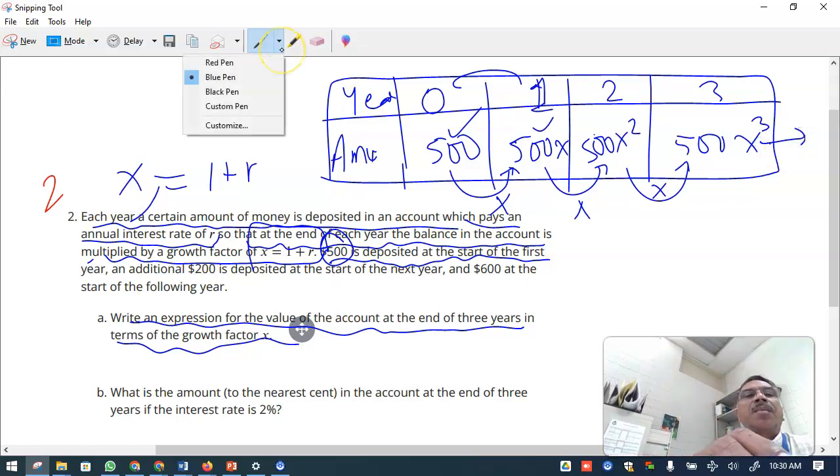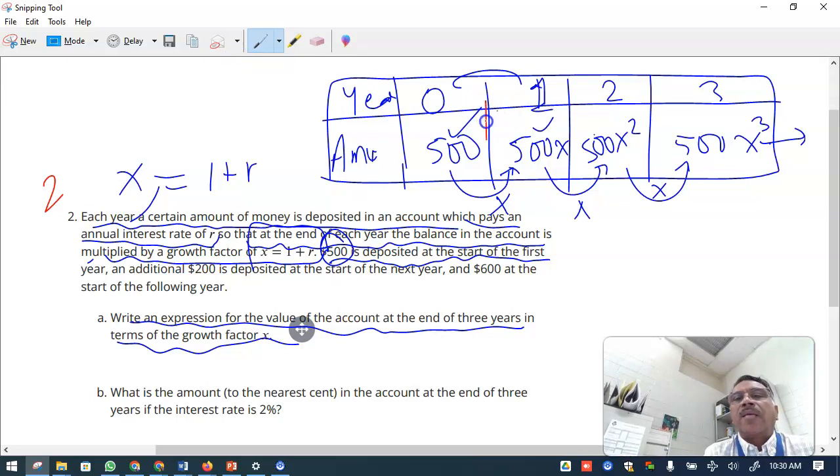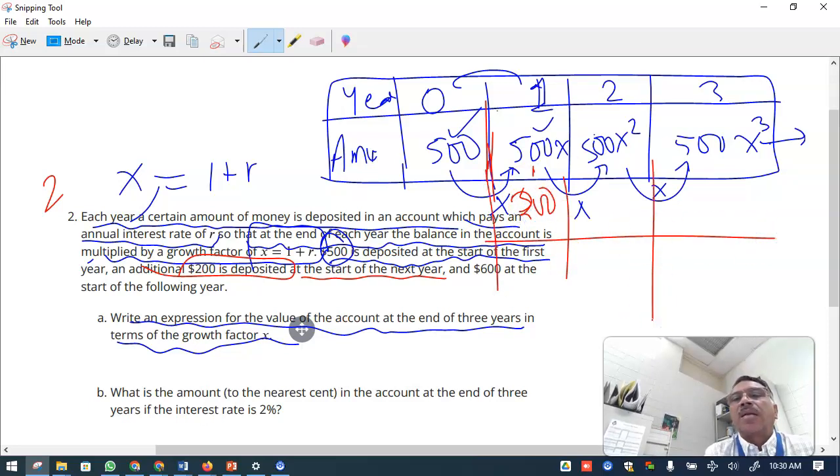But then you deposit $200 at the start of the next year. That means in this case, you deposit 200 here. This 200 will become 200x because you're multiplying by the growth factor. And then here, this will be 200x squared because you're multiplying one more time.